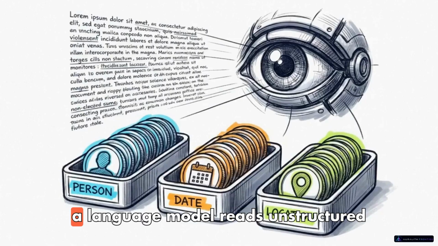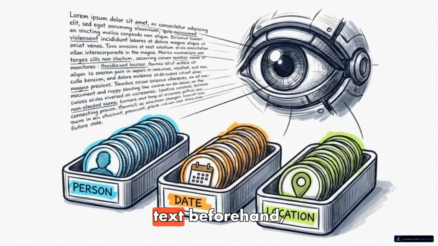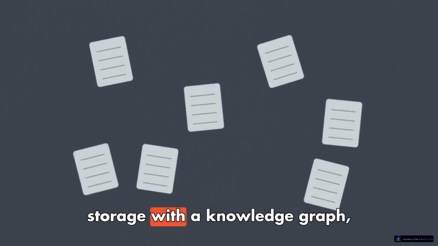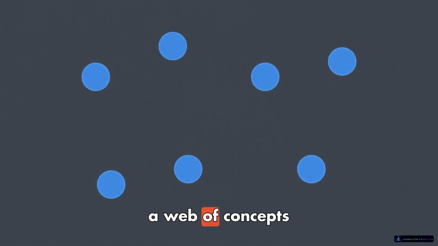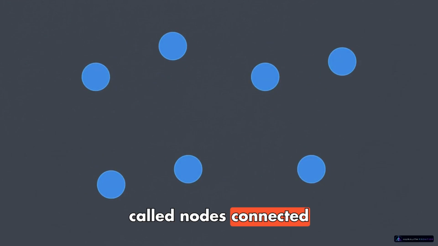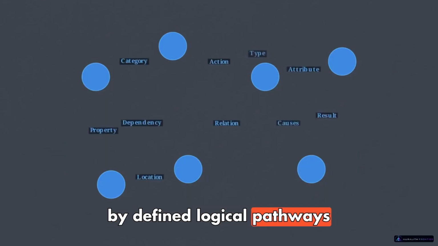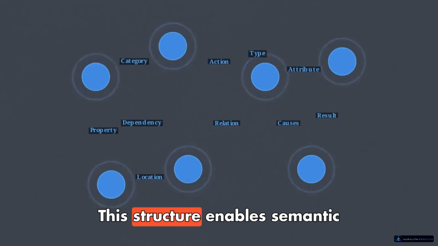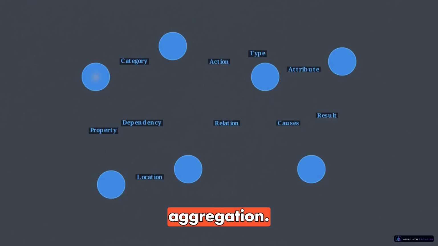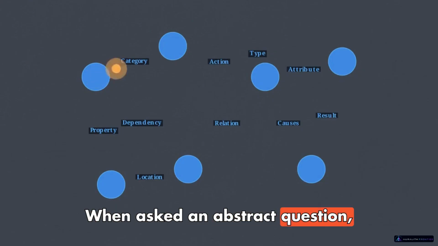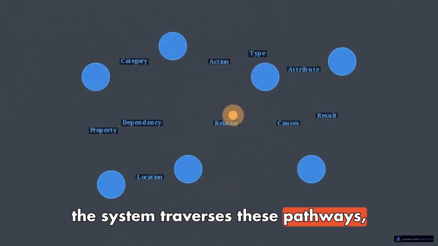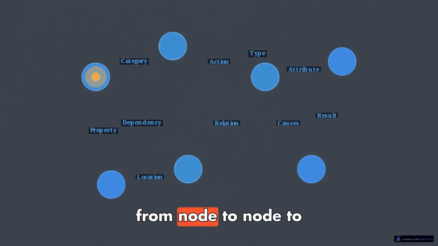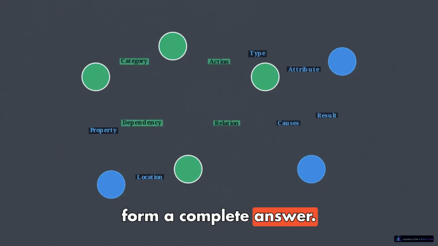In this architecture, a language model reads unstructured text beforehand, extracting and labeling structured data points. It replaces flat vector storage with a knowledge graph, a web of concepts called nodes, connected by defined logical pathways called edges. This structure enables semantic aggregation. When asked an abstract question, the system traverses these pathways, following logic from node to node to form a complete answer.